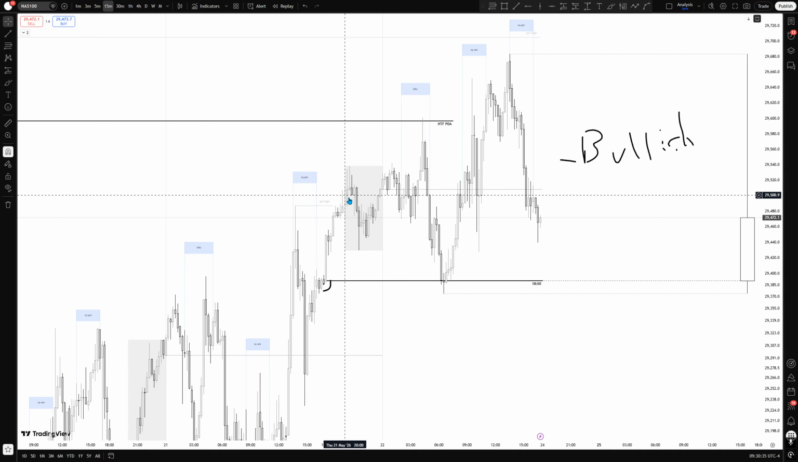We formed the SMT with the 1800 low. If you look, NQ took it, YM didn't, ES didn't take it. That's SMT. So we have that SMT divergence. What's the one thing missing? High time from level.